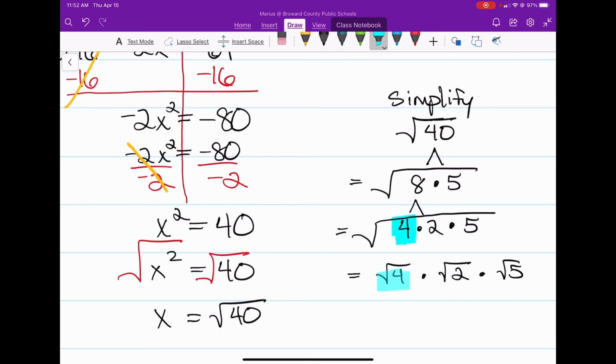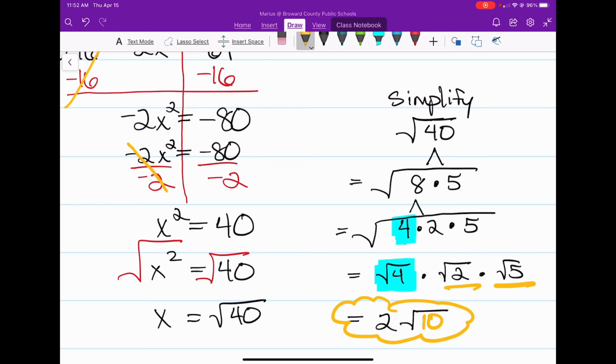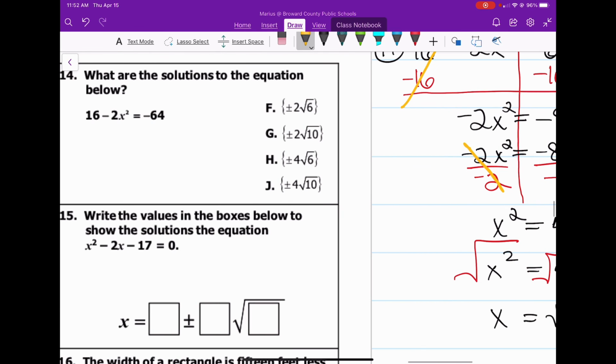The square root of 4 is a perfect square, and that's equal to 2. As far as the square root of 2 and the square root of 5 go, we just multiply the 2 and the 5, and that makes 10. So our final answer here is plus or minus 2 square root 10. That's what we need to look for. Remember, we got the square root of 40, but the square root of 40 is equal to plus or minus 2 square root 10. And the correct answer is right here, letter G. The rest of these are not good.